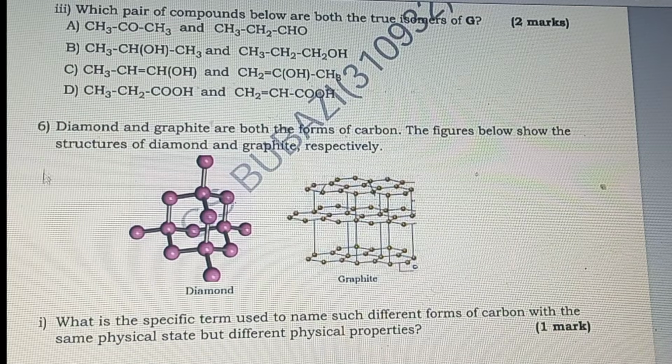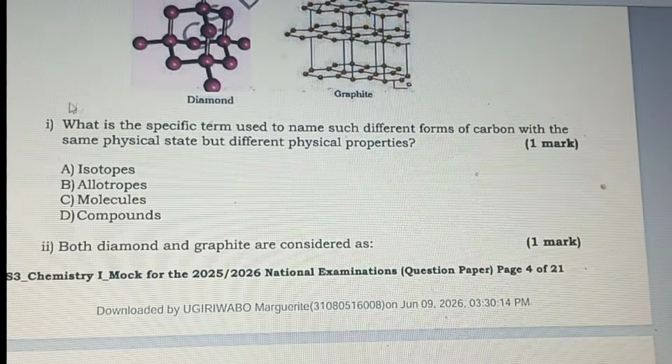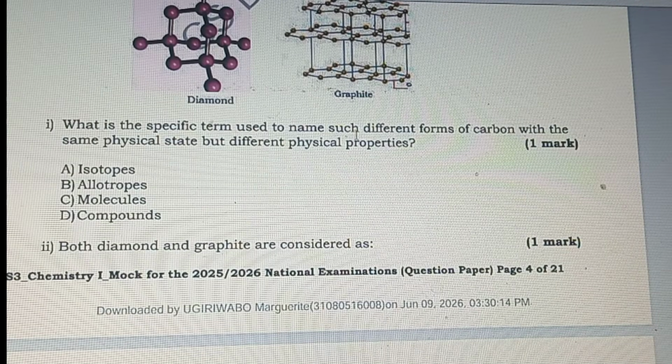Okay, let's continue with question 6. Diamond and graphite are both forms of carbon. The figures below show the structure of diamond and graphite respectively. You see, this is a diamond and this is graphite. 6.1. What is the specific term used to name such different forms of carbon with the same physical state but different physical properties? Which term?